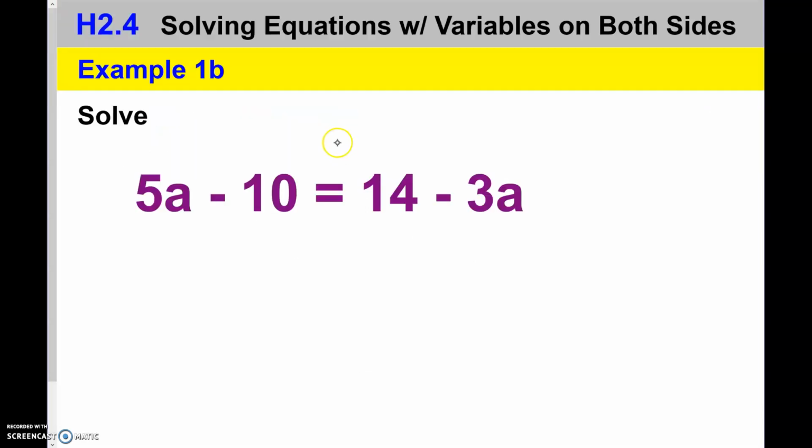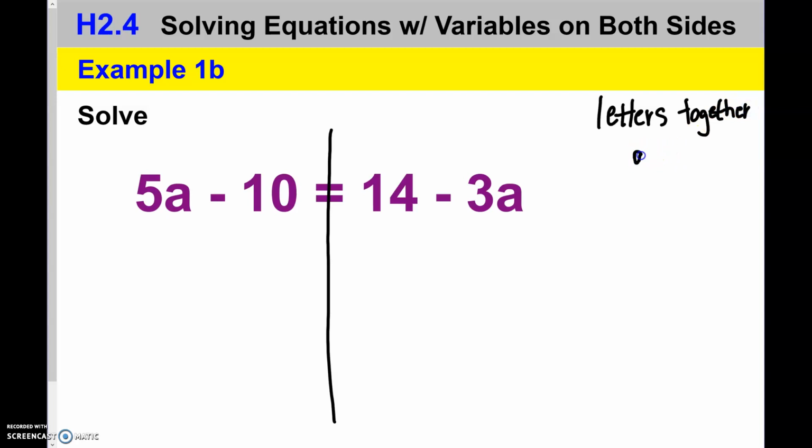All right, same thing here. We have letters on both sides. I have a 5A and a 3A, so I want to get my letters together. That is my first goal, and I'm going to do it by either adding or subtracting. I always like to move my smaller number. This time, 5a and negative 3a. Well, negative 3a is smaller, and remember, we have to do the opposite operation. So I'm going to add 3a to both sides.